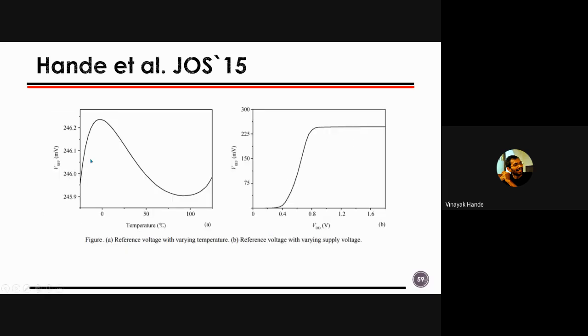I'll not get into the detail, you can read this paper to see what we have done exactly. And this is a reference voltage, which we can see is varying from, I think, minus 35 to 125 degrees Celsius, and we are getting the curvature corrected response. Another one is a line regulation.